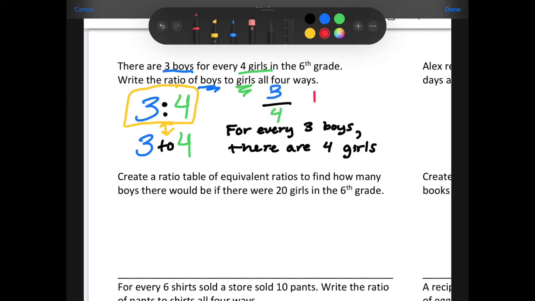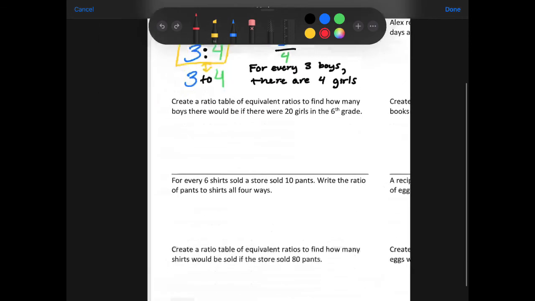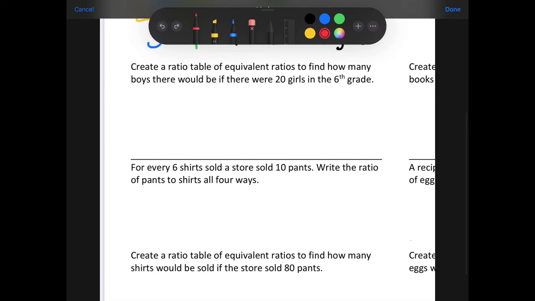Just as a friendly reminder, this is a part-to-part relationship because we're comparing 2 different parts of the 6th grade. We're comparing the boys to the girls. This does not mean 3 out of 4 boys, girls. We wouldn't know which unit to use. So this is a part-to-part relationship. Okay, moving down. There is an example here. You can create a ratio table if you want, but that'll be next week, so we're going to skip to the next example.